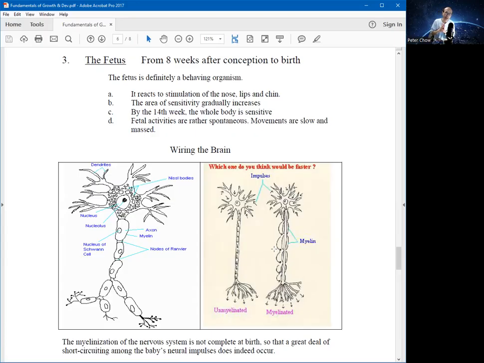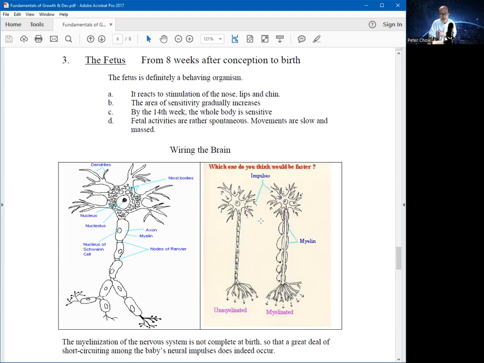Similarly here, our cell, the neuron, conducts electrical impulses, okay? Later on you see there are synapses. So one neuron communicates with another neuron through synapses. And without insulation, there would be a lot of leakage, is that right?